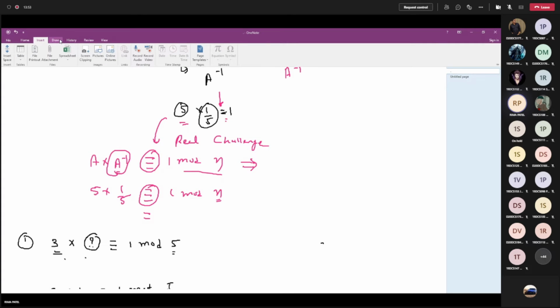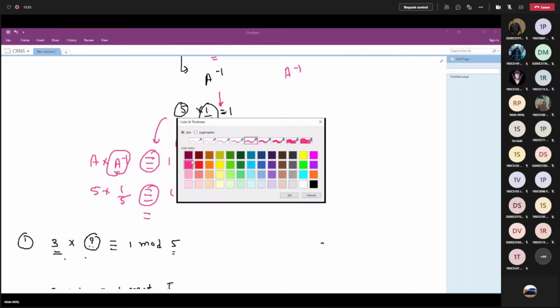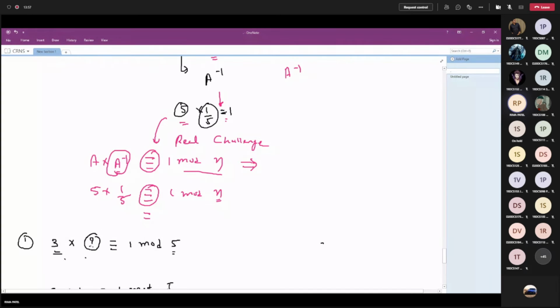This is given to you. The first example is 3 into something. I don't know what it is. So let's say 3 into x is congruent to 1 mod 5, right? Now, if you want to remove this, I will check what value I should put over here so that when divided by 5, the remainder will be 1.